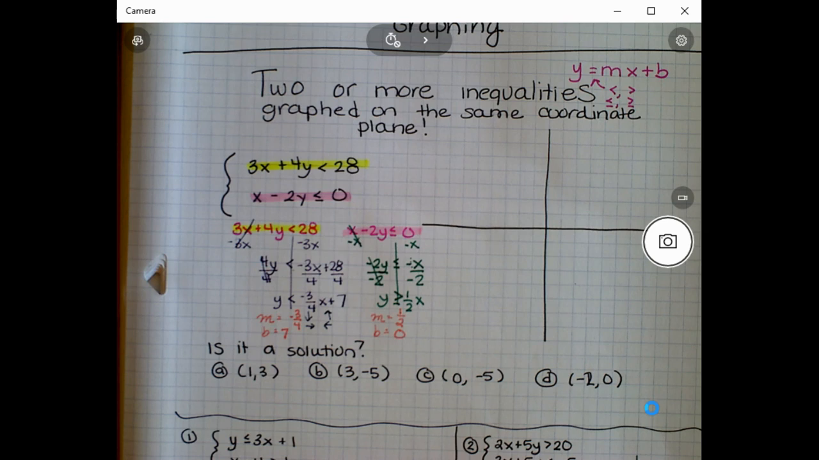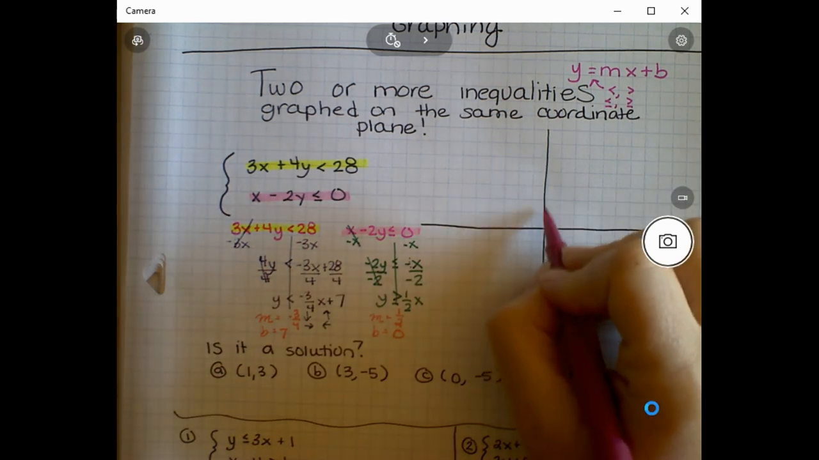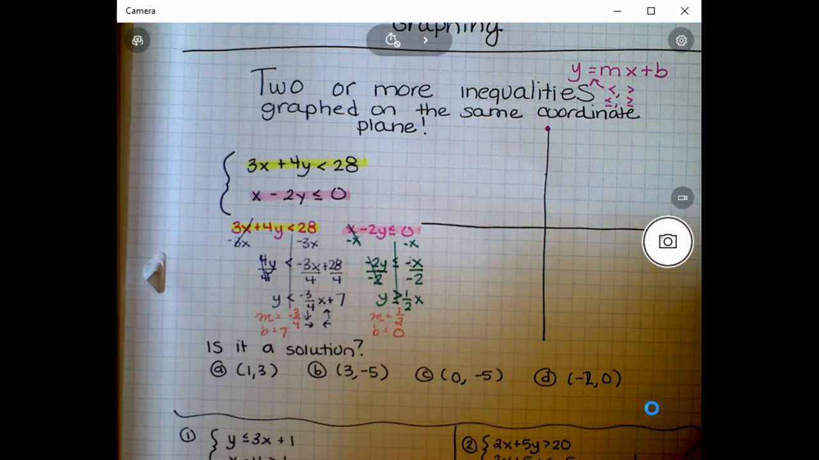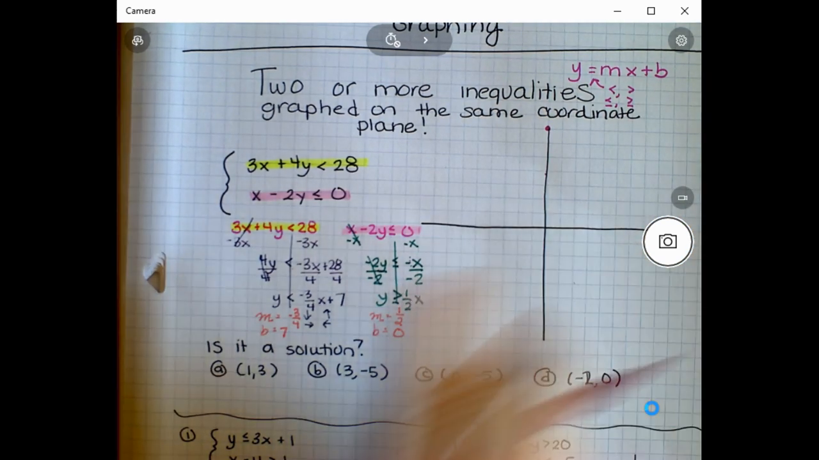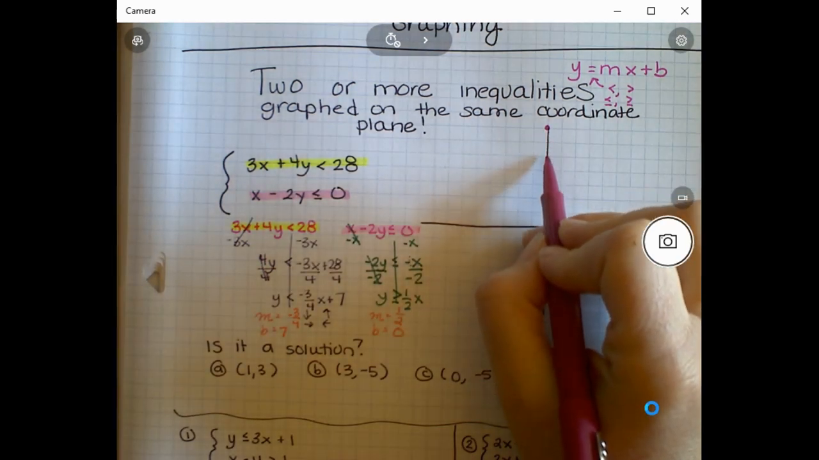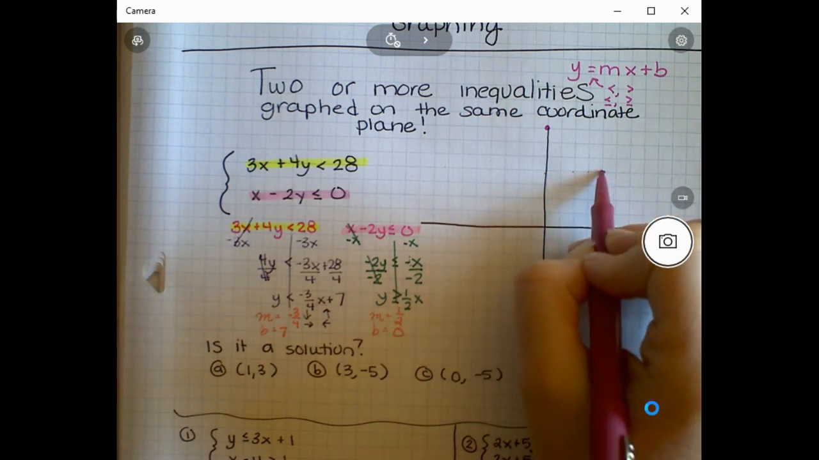All right, so let's graph. We'll go with the yellow equation first, which is this one. So 7 is the y-intercept. 1, 2, 3, 4, 5, 6, 7. We're going to put a point there. We need to go down 3 and to the right 4 for our slope. 1, 2, 3, 1, 2, 3, 4.